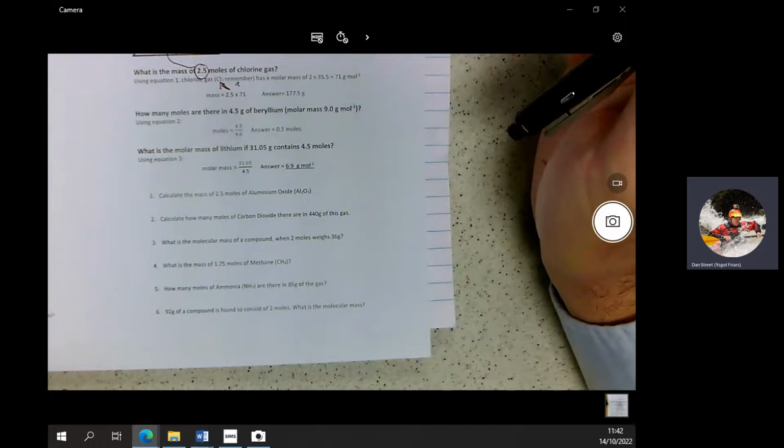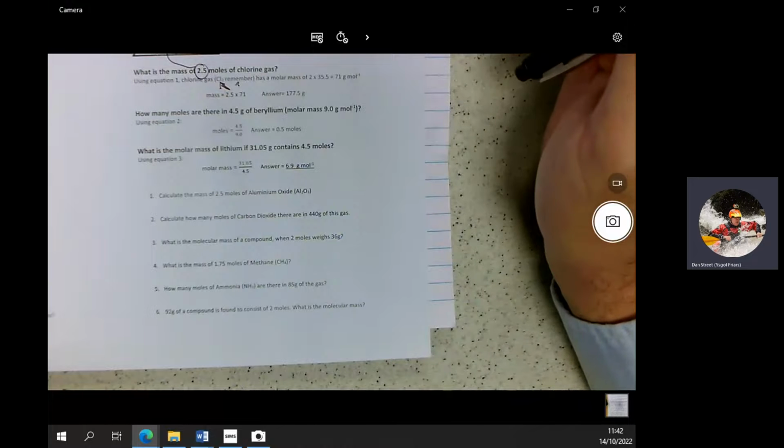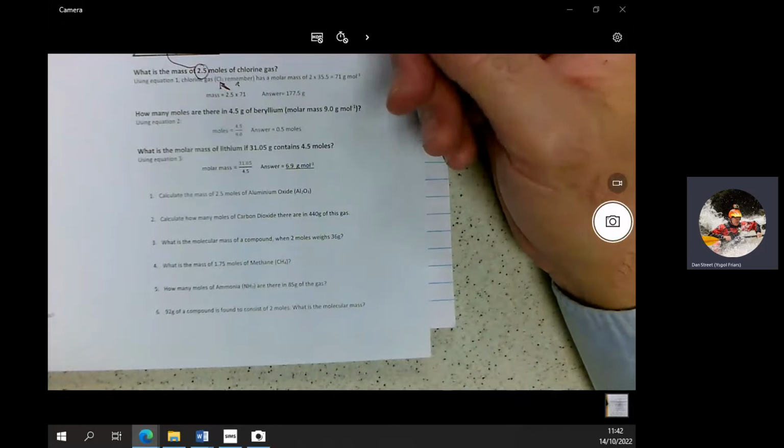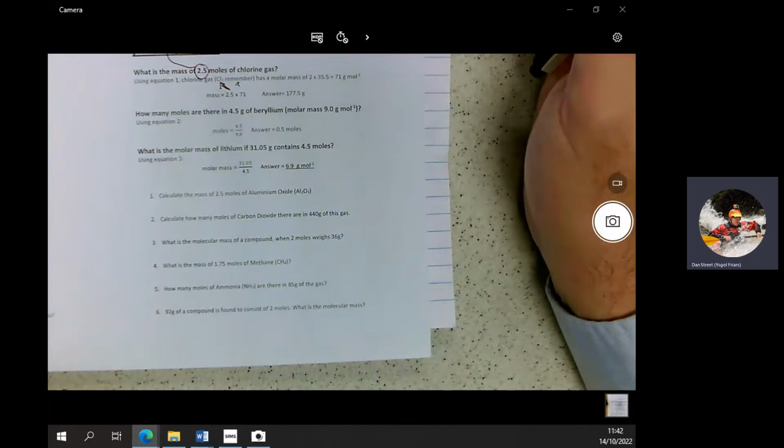How many weeks have we got left before half term? Two. And then we're not here on the Friday. You're not here on the Friday. I am. So next week will actually be our last lesson this half term, won't it?